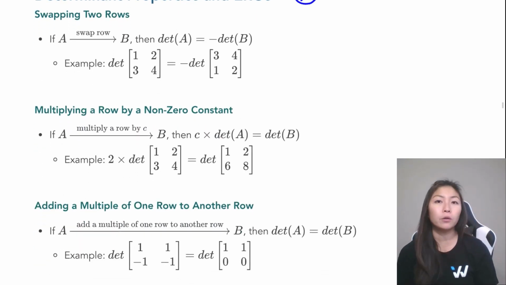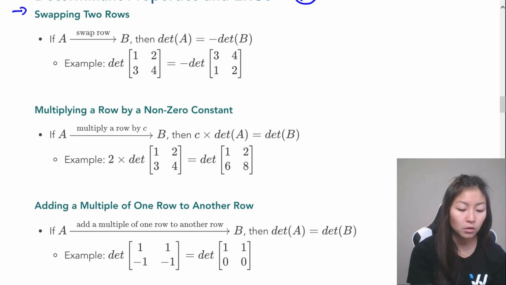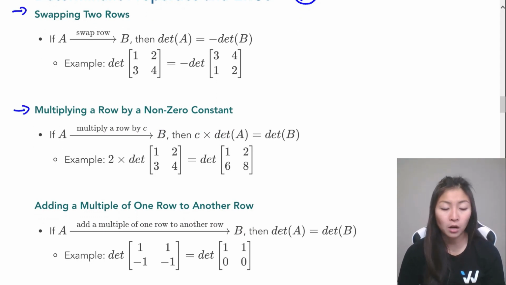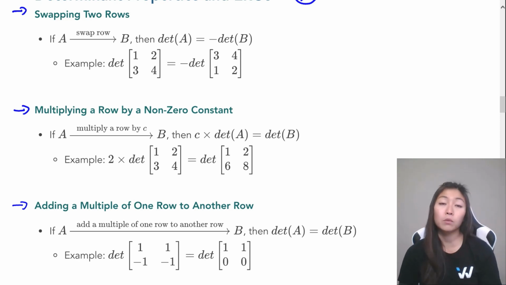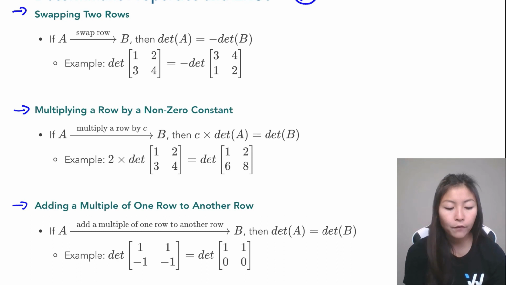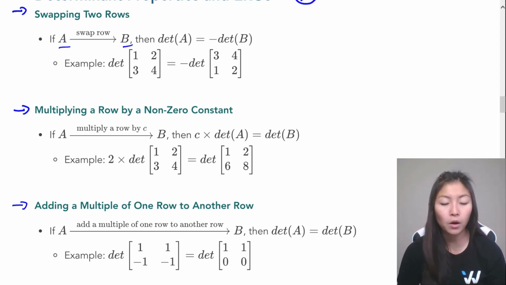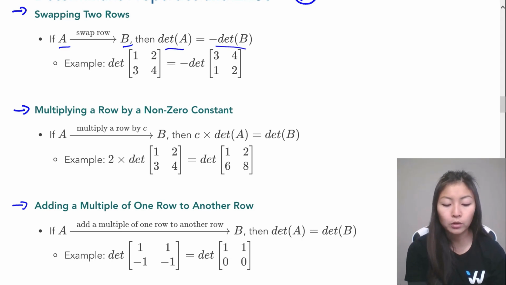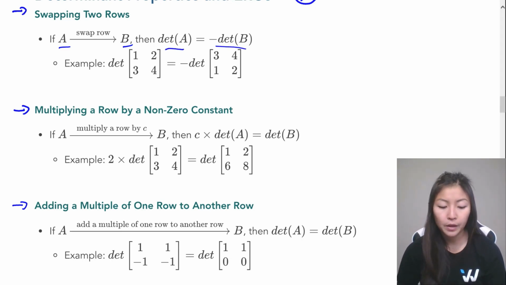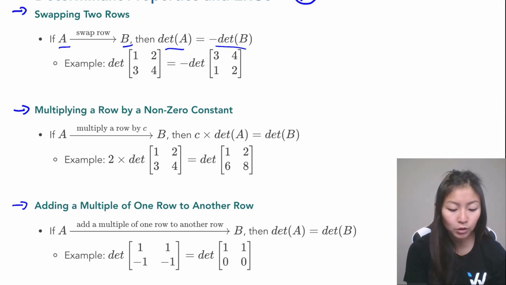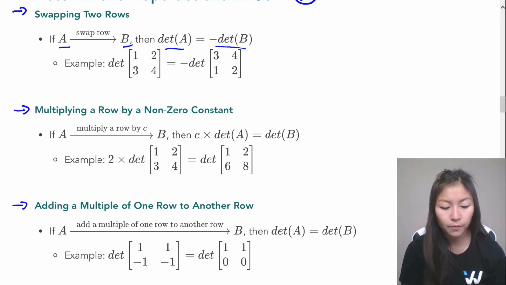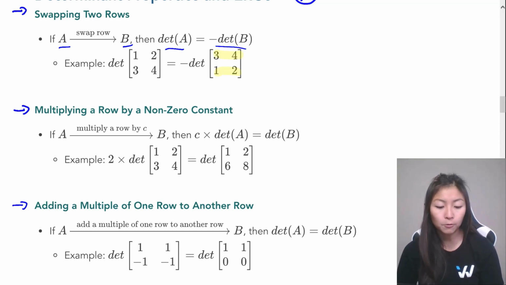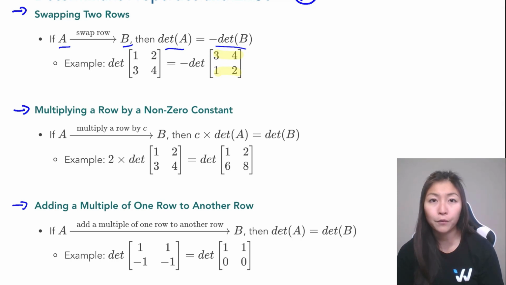So we have three EROs. They involve swapping two rows, multiplying a row by a non-zero constant, and adding a multiple of one row to another existing row. Let's start with swapping two rows. If you go from A to B by swapping a row, then the determinants will be negatives of one another. So determinant of A equals negative determinant of B. All right? As an example, we have this matrix here, 1, 2, 3, 4. If I swapped row 1 and row 2 and ended up with 3, 4, 1, 2, I know that the determinants will be negative of one another.